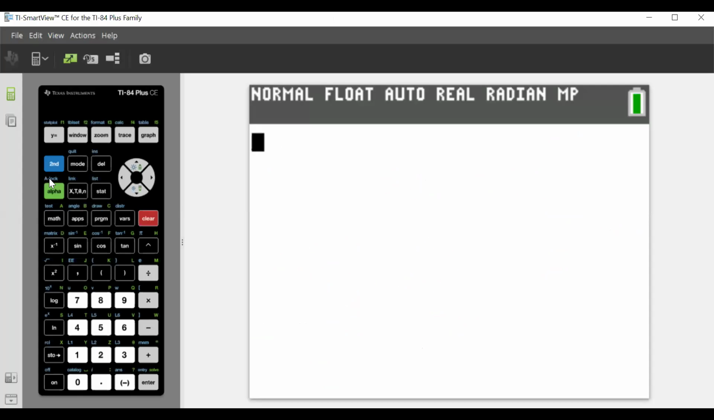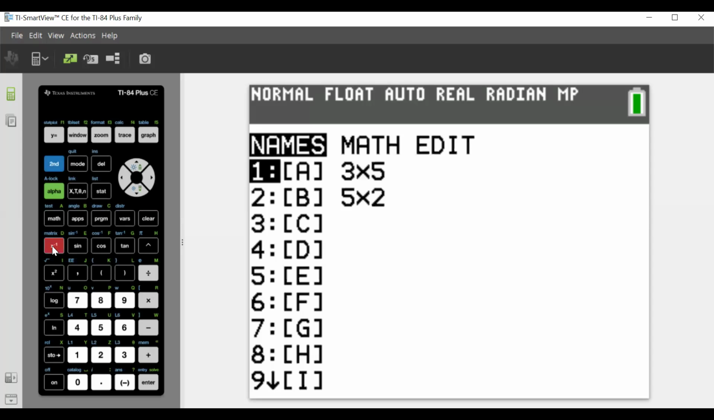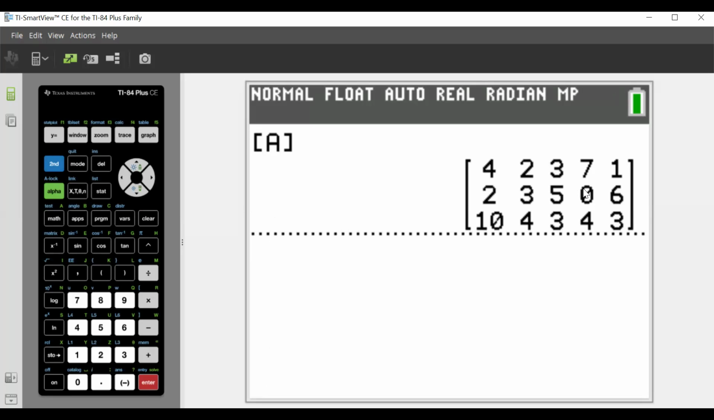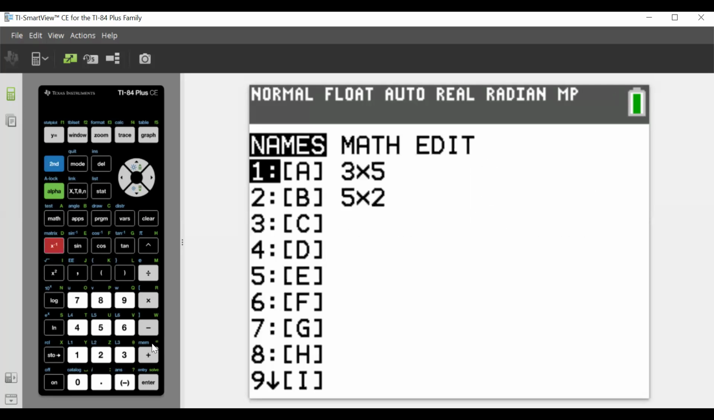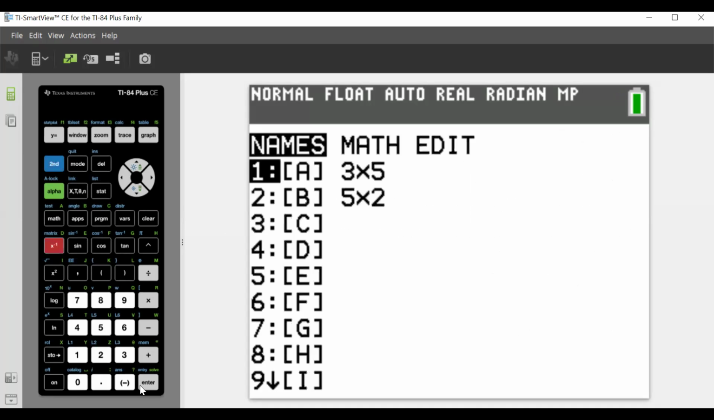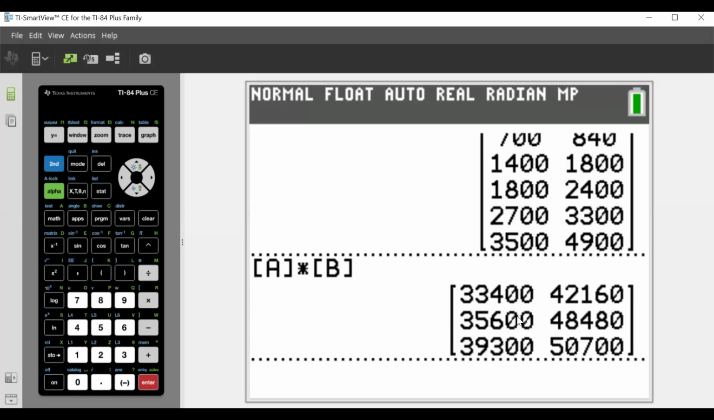All right, so what I've done to save time is I've gone ahead and I've plugged in A, and A is our first matrix, which is the one with stores. And then I've plugged in also the B matrix, which is the columns with wholesale and retail and those values. And what they want us to do is take M times N. So they want us to take A times B, and so that's going to be the values. So basically here for store 1, the wholesale is going to be 33,400. And for retail, it's going to be 42,160 and so on.